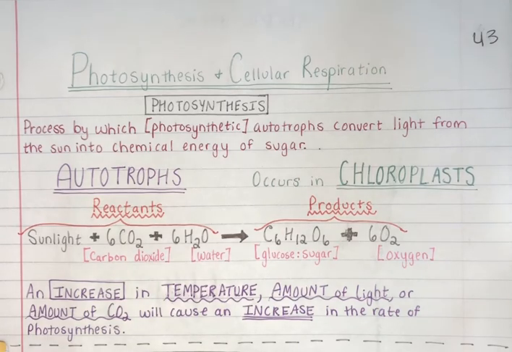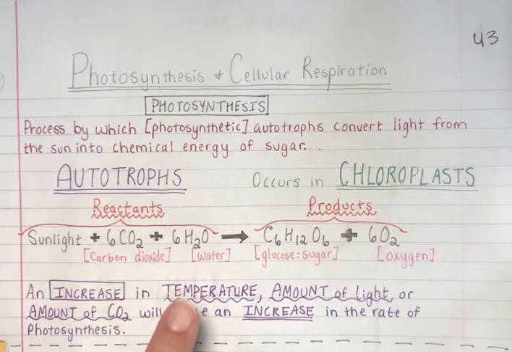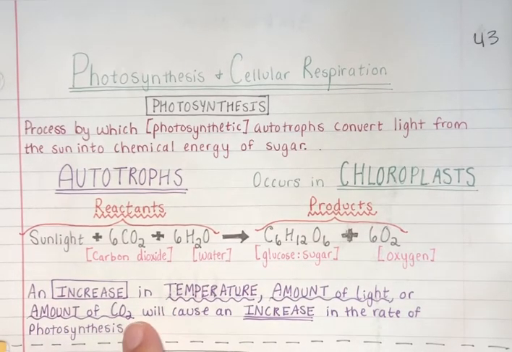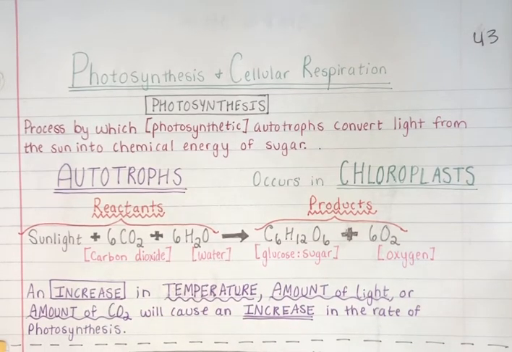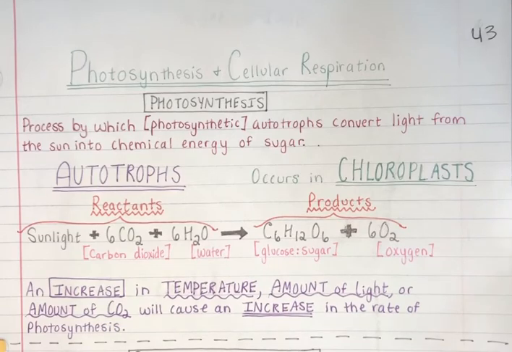Also, in photosynthesis, any increase in temperature, amount of light, or amount of carbon dioxide in the atmosphere will cause an increase in the rate of photosynthesis. So if any one of these three factors increases, it gets hotter, we get more sunlight available, or there is an increase in the amount of carbon dioxide in our atmosphere, it will cause a severe increase in the rate of photosynthesis.